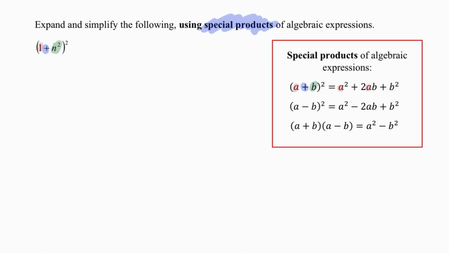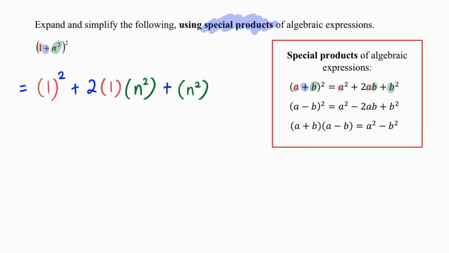Okay, so later you will see me substituting b with n square, and this is what you should see. Okay, so my a is 1 square plus 2 a, b is n square, plus my b square. Once I finish substituting into the correct special product, I continue to simplify.